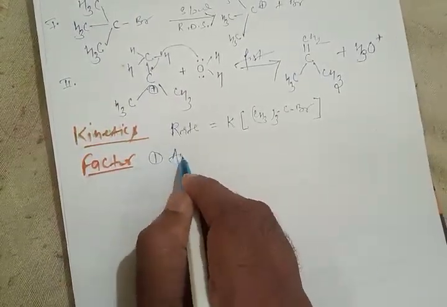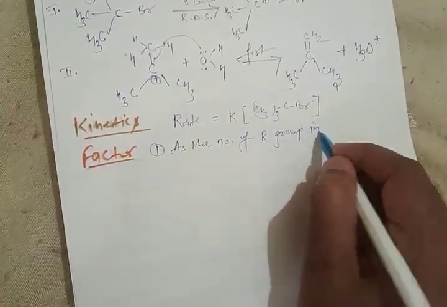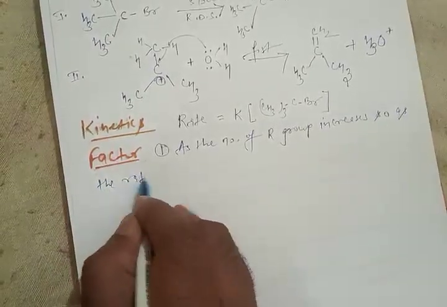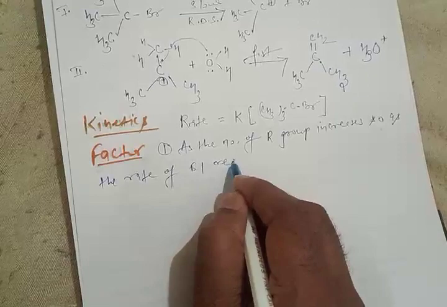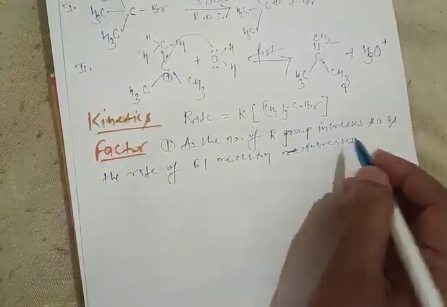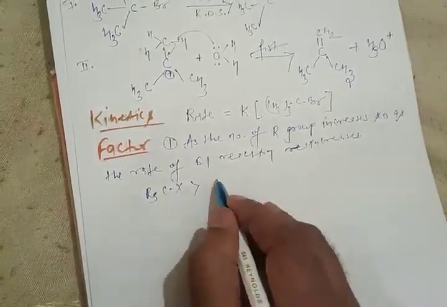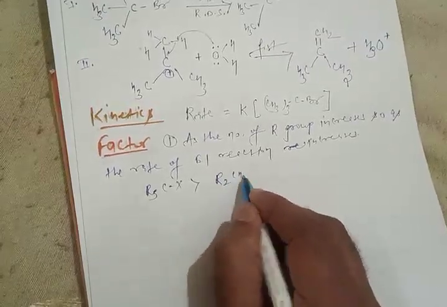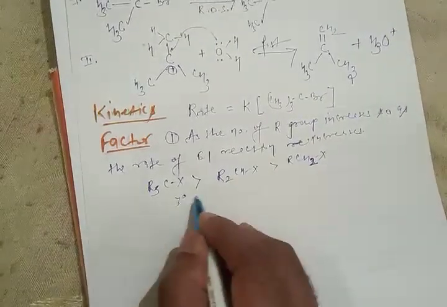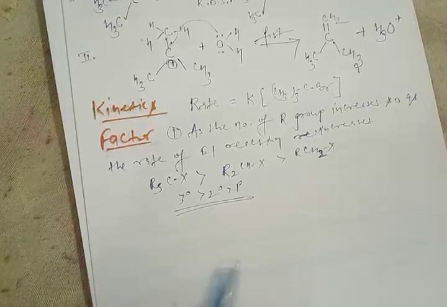As we had already discussed it in detail in SN1, I'm going to discuss in brief here. As the number of R groups increases, the rate of E1 reaction will be increased, because the cation formed is more stable in the case of tertiary. So the first factor: as the number of R groups increases, the rate of E1 reaction increases. The order will be R3CX, R2CHX, RCH2X. That means tertiary, secondary and primary, just like SN1. In SN1 also the order is 3 to 1.